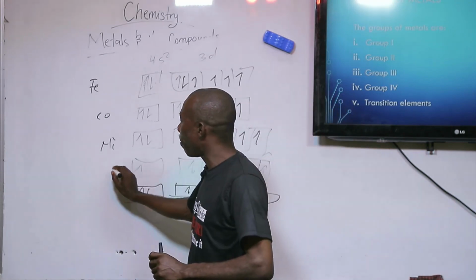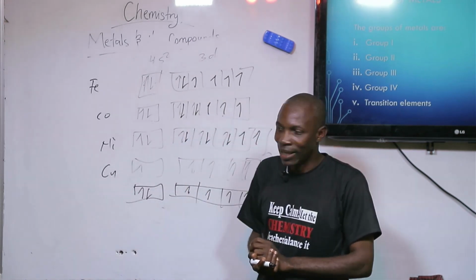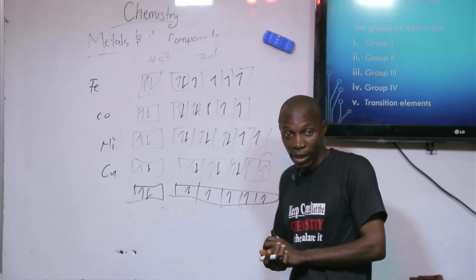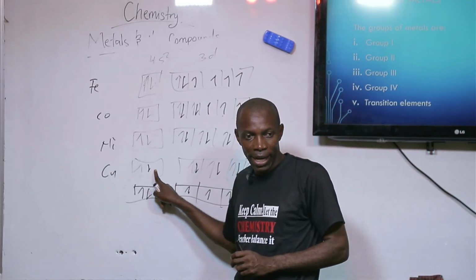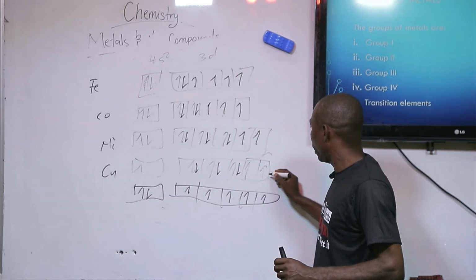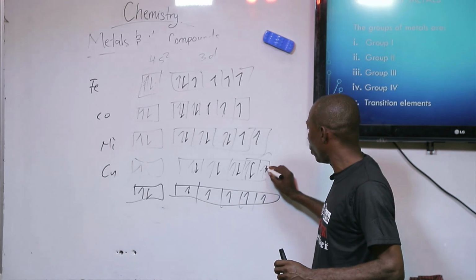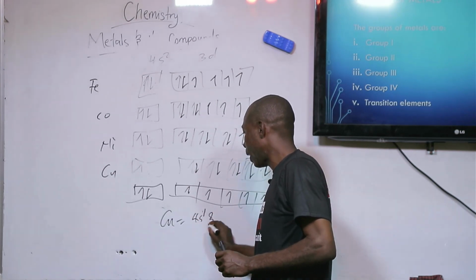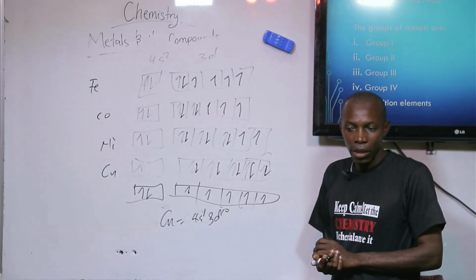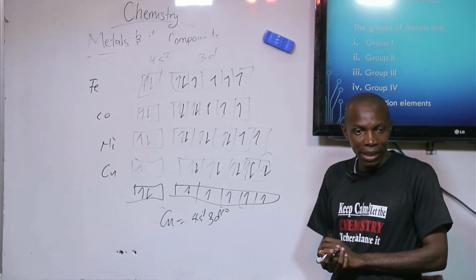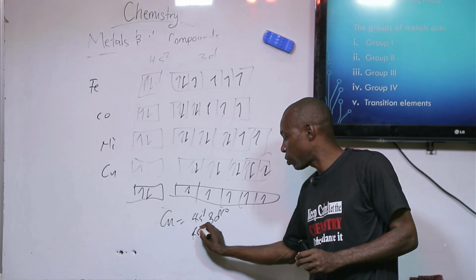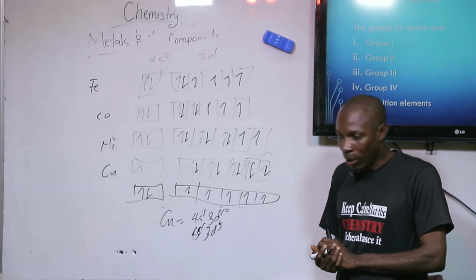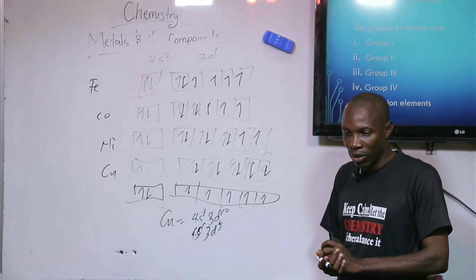Instead of copper having 4s2, 3d9, it will take 1 electron from the 4s and complete the 3d, and copper will now become 4s1, 3d10, just like chromium is 4s1, 3d5, which is half filled. Are you getting it? Copper will also become 4s1, 3d10.